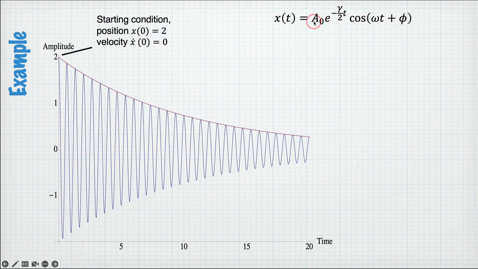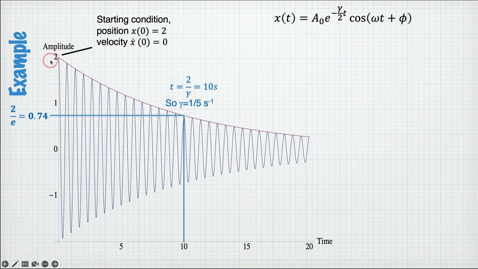We can do that by looking at this amplitude out the front here and finding the time at which the amplitude has decayed by a factor of e. That will occur when this exponent here is equal to 1, which means that the time must be equal to 2 divided by gamma.